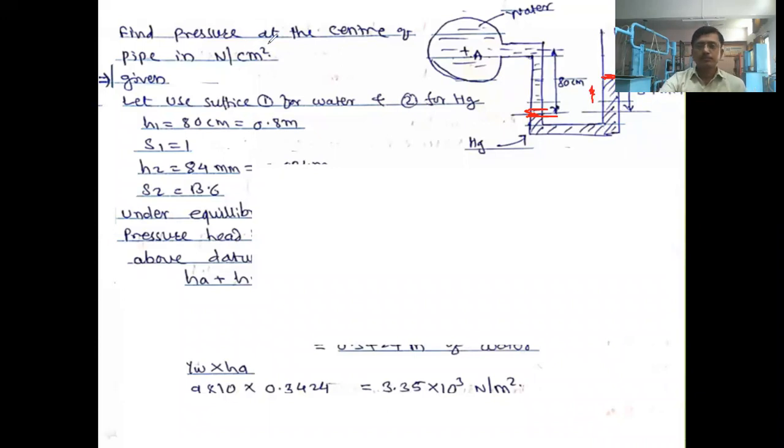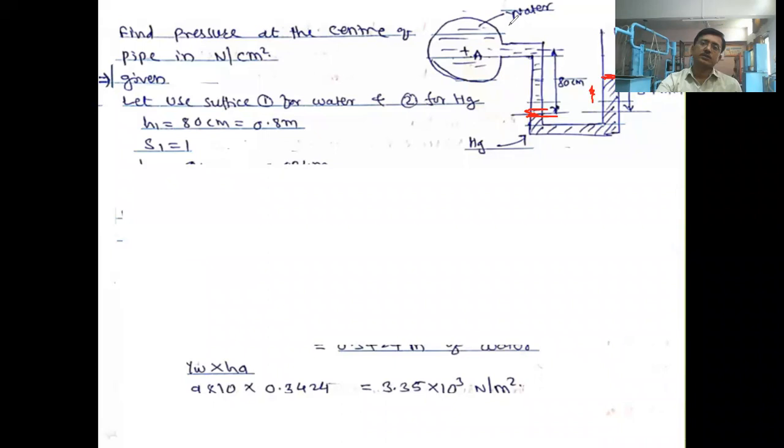So draw the diagram. So there is water flowing through the pipe. There is a manometric fluid, mercury.